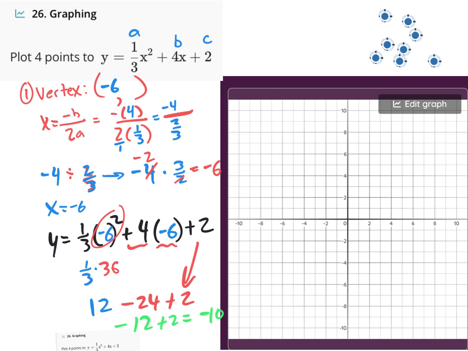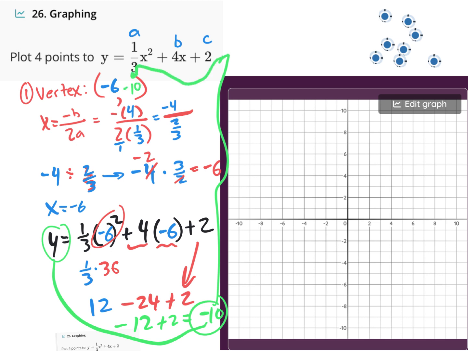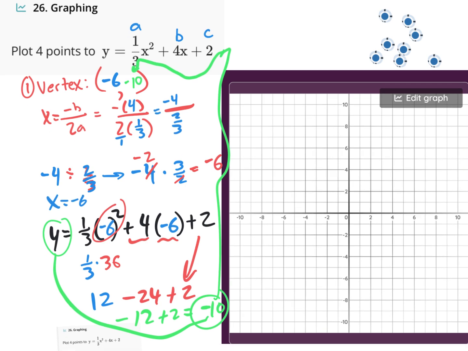So we just found the y value of our vertex. Y equals negative 10. That's going to go right there, negative 10. So your vertex is negative 6, negative 10. That's the hardest part so far, and that's the most important point. So when you plot negative 6, negative 10, that will be the vertex down here, negative 6 on the x, negative 10 on the y. That would be right there, okay?